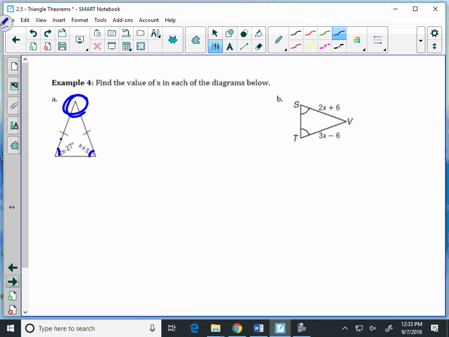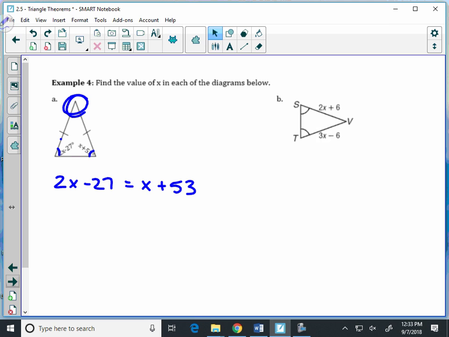They're equal to each other. Very good. So we can say 2x minus 27 equals x plus, is it 51? 50. Covered up with my art. We can set them equal to each other. Sometimes it might look like an angle sum theorem, but we can't. We don't know the third angle. But if you notice, it's an isosceles triangle, so those sides are going to be the same. And then solve it like a normal equation.